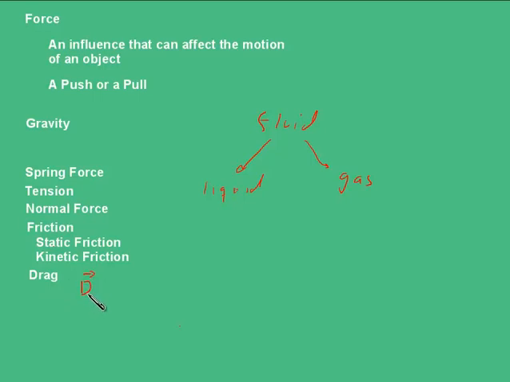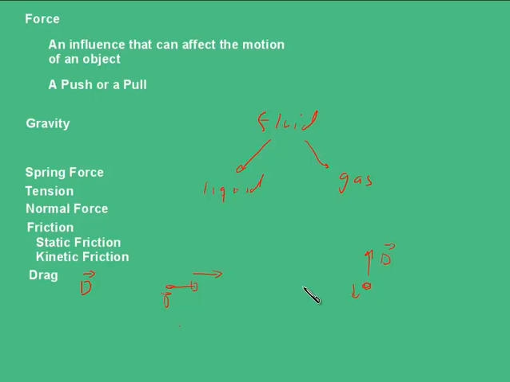A very important property of drag that you need to remember is that drag, like friction, always opposes motion. So if an object is moving to the right through some medium, the drag will act to the left. If an object is moving downward, the drag will act upward.